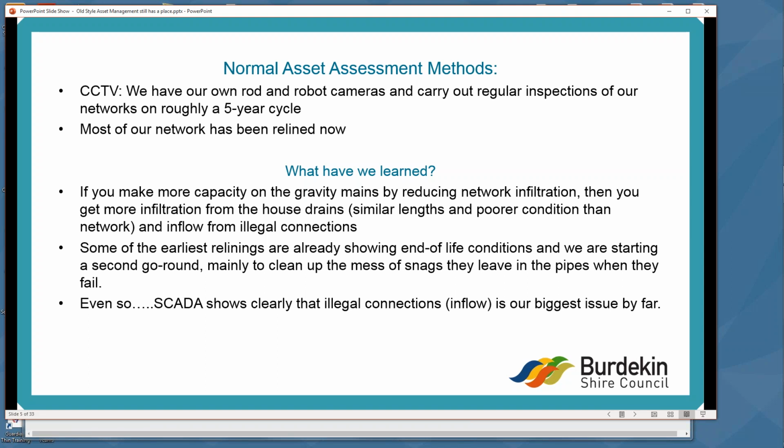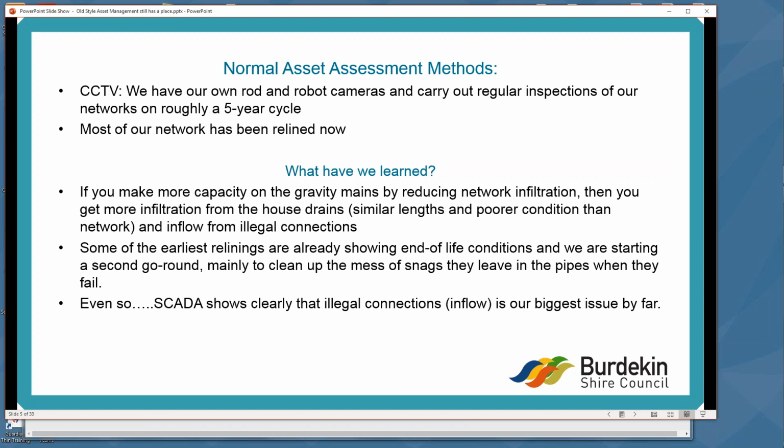Not much you can do about the private drains, but there is something we can do about the illegal connections. The other thing I've learned is that what we thought might last for 50, 70, 80 years in regard to relining isn't lasting that long. Some of our 20-year-old relining is already starting to come apart at the seams, and we're having to look at a second go around. And they're quite messy to clean up when they go wrong.